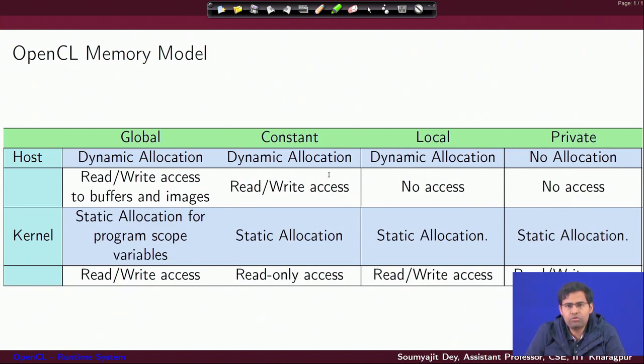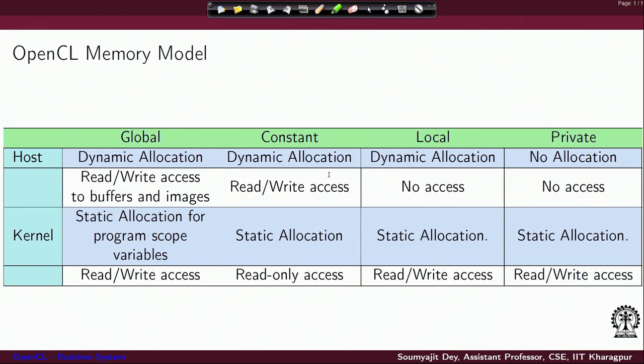So, if we do a summary here of the OpenCL memory model. From the global perspective, in the host you have support for dynamic allocation, you have read write access to buffers and images. From the kernel's perspective, you have static allocation for program scope variables and read write access, right. If you look at the constant memory segment, again from the host side you can do a dynamic allocation, you have read write access. From the kernel side you would have static allocation and only read only access to the constant memory, right.